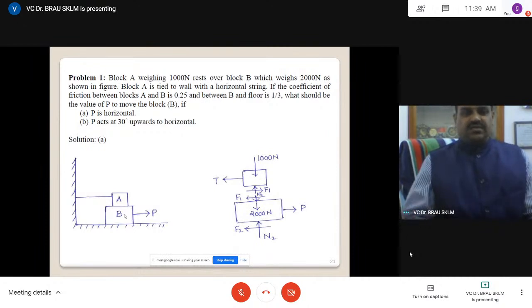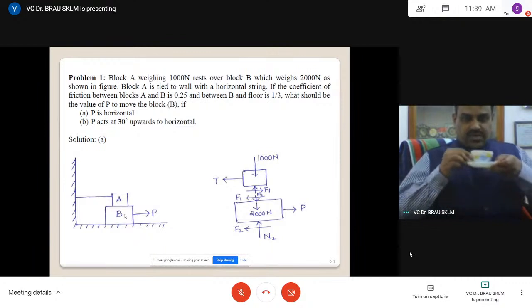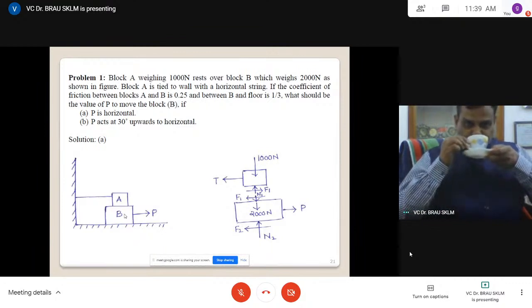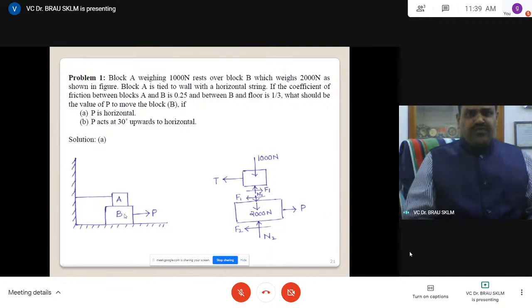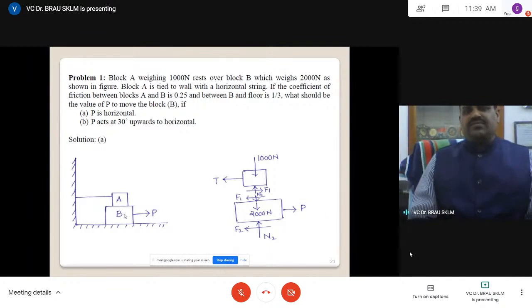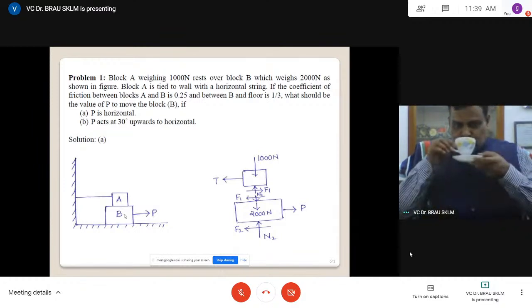Once it is clear, the concepts, that is what I mentioned as learning outcomes. If you are clear with the concepts, then there is no question of making any mistakes. If you don't have clarity in concepts, if you make mistakes in the free body diagram, then you don't get answers, it is a waste of time, and somebody will occupy your seat. Okay?